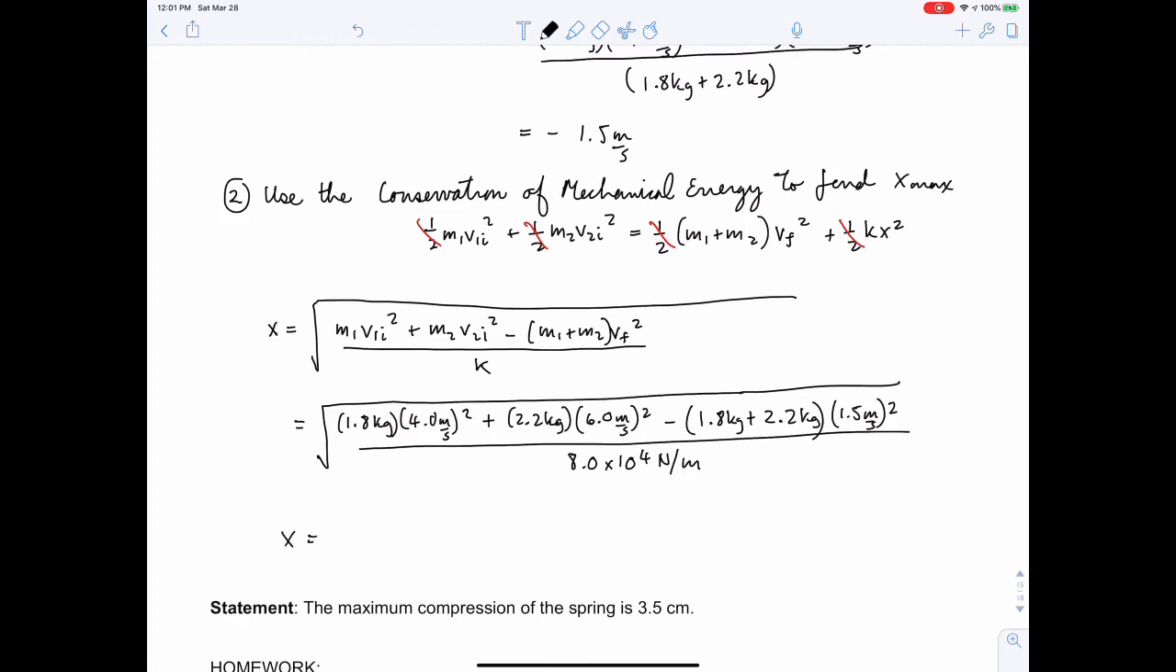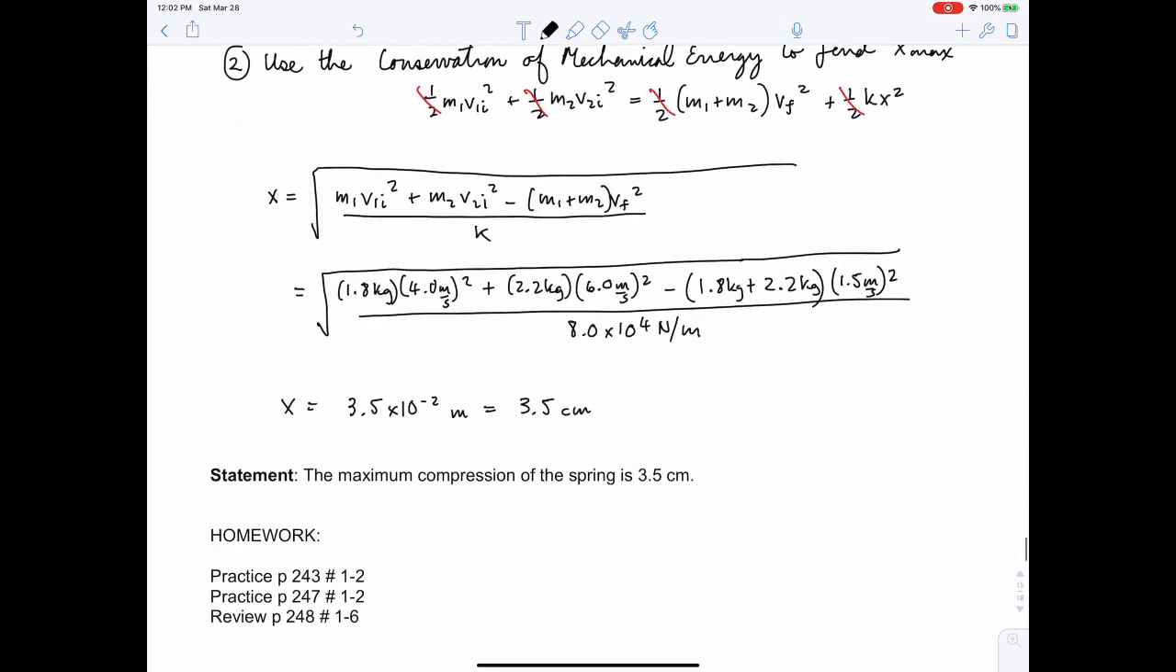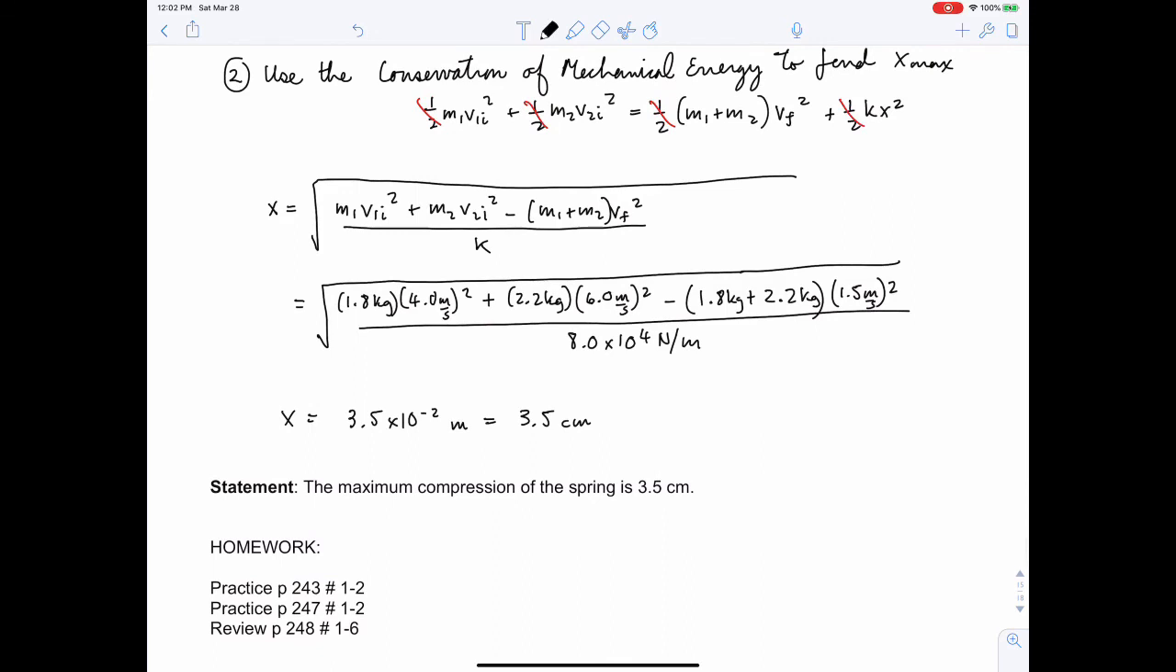Now let's punch this into our calculator, and you should end up with 3.5 times 10 to the power of -2 meters, or 3.5 centimeters. Therefore, the maximum compression of the spring is 3.5 centimeters. And this happens when the two gliders are colliding and their velocities equilibrate. So take a look at practice problems on page 243 and 247, as well as review questions on page 248.